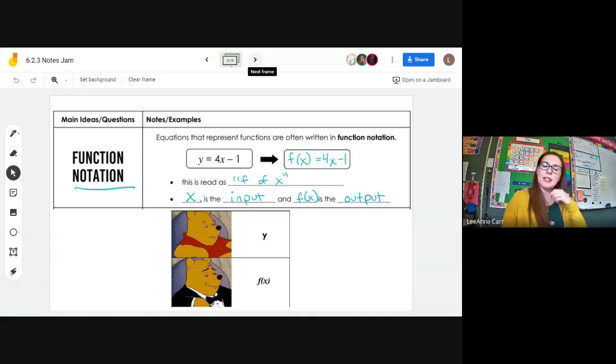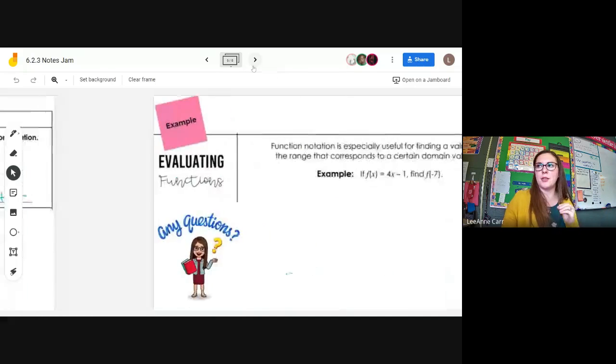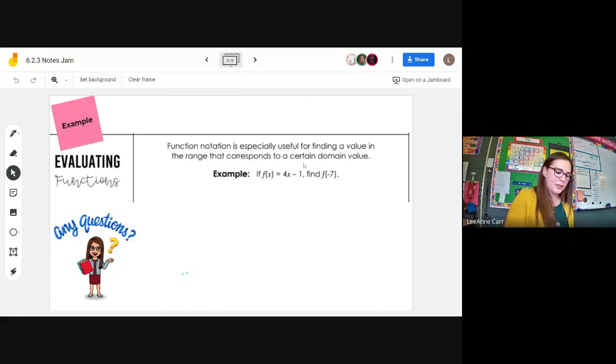So I am going to move on. This is function notation. Now that we've seen the notation, we need to be able to evaluate using this notation. So here we go. Let me read through our problem. It says, function notation is especially useful for finding a value in the range that corresponds to a certain domain value. All right, and then it wants me to find f of -7. Okay, now this all sounds super scary. Let me break it down a little bit more for you. Basically, we're going to find f of -7.